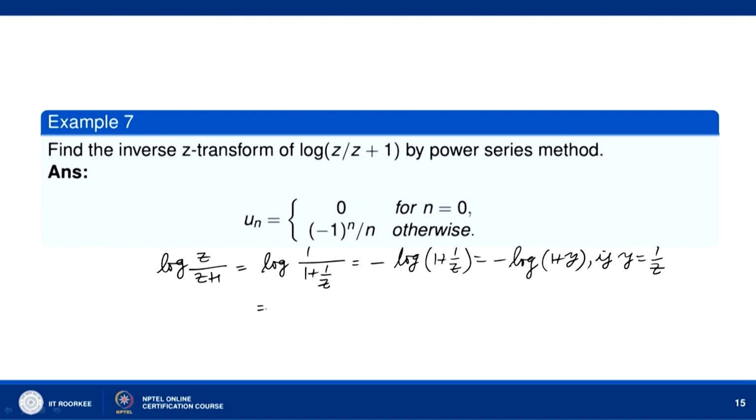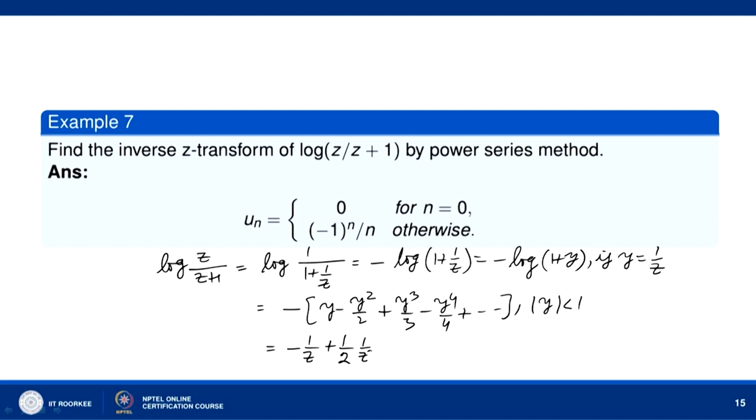So, we can write this as minus w square by 2 plus w cube by 3 minus w to the power 4 by 4 and so on, provided mod of w is less than 1. Okay. Now, let us replace w by 1 over z. So, we get minus 1 over z plus 1 over 2 into 1 over z square minus 1 over 3 into 1 over z cube, okay, like this 1 over 4 into 1 over z to the power 4 and so on, okay, where mod of z is greater than 1.